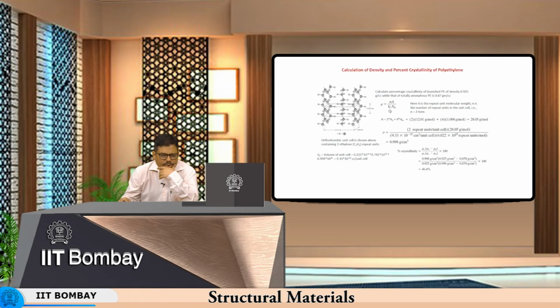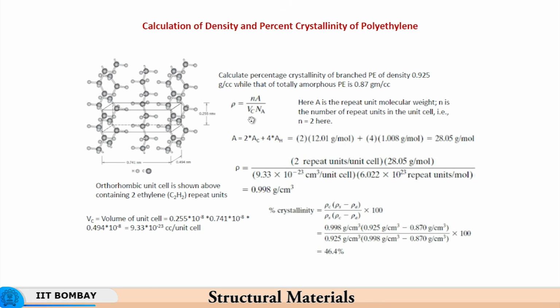So this is the orthorhombic unit cell containing 2 ethylene repeat units. So you have C2H4, C2H4, 2 repeat units, 1 and 2, right. So inside the cell you have 2 C2H4 repeat units.